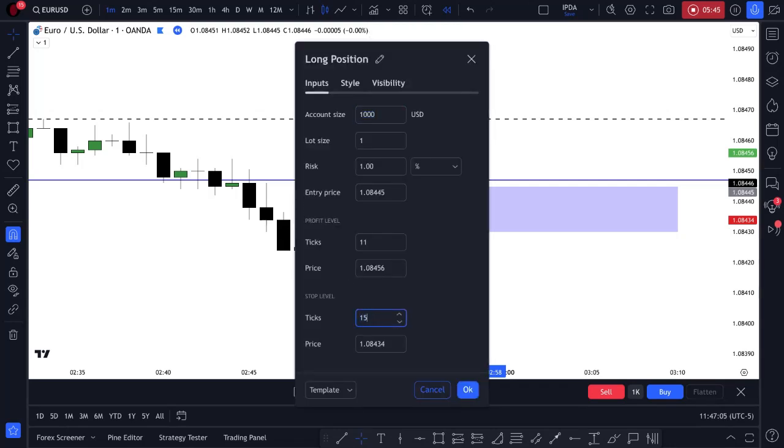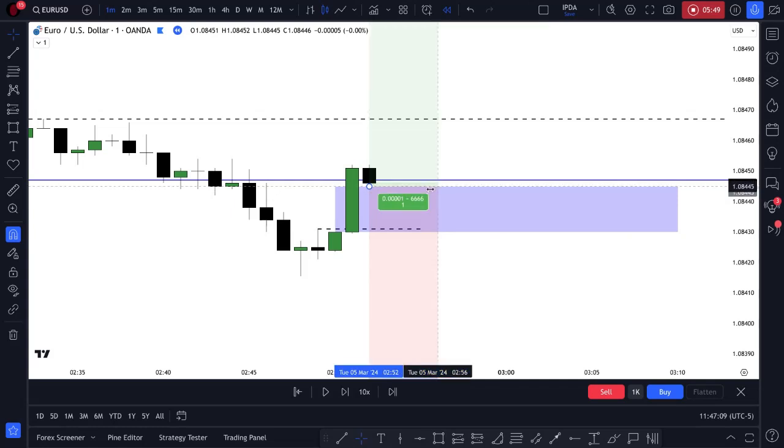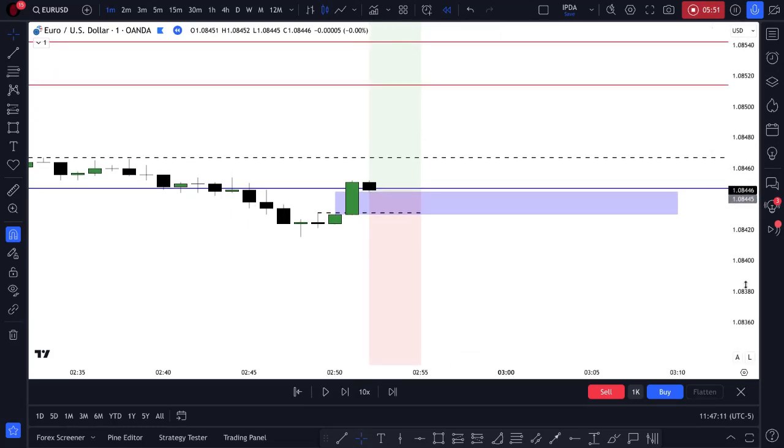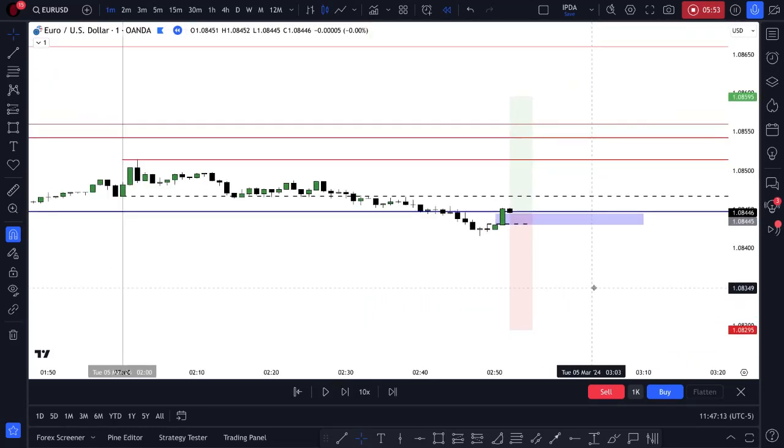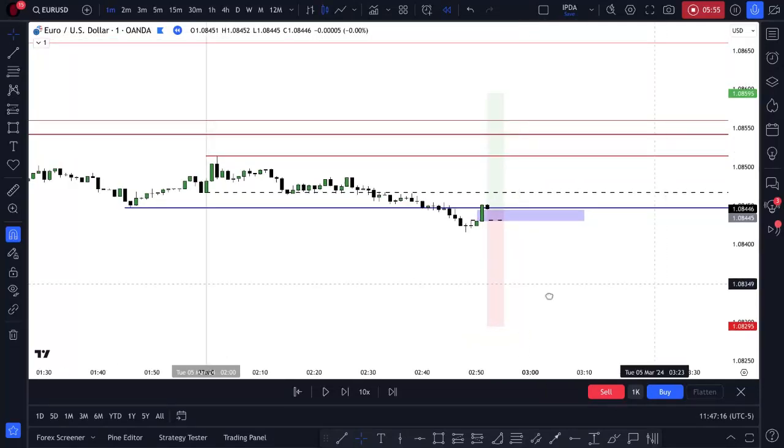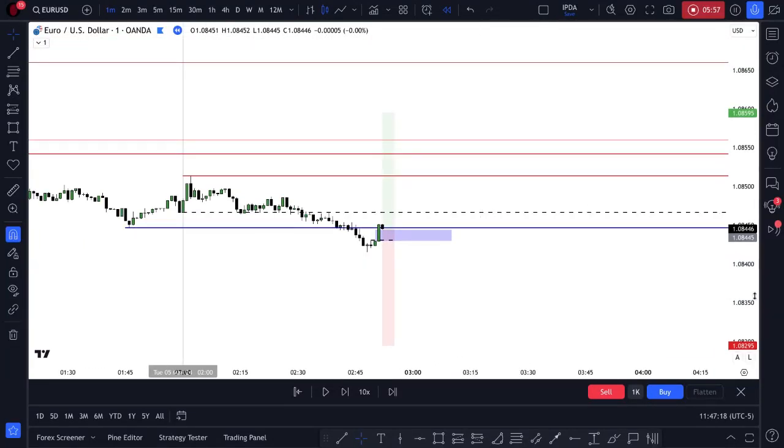I generally look for a 1-to-1 scenario intraday, trading any of the kill zones, and I'm just looking for 15 pips to the upside. Minimally looking for 10. I'll scale out at 10. And if I could get 15 and more, that's just a cherry on top.